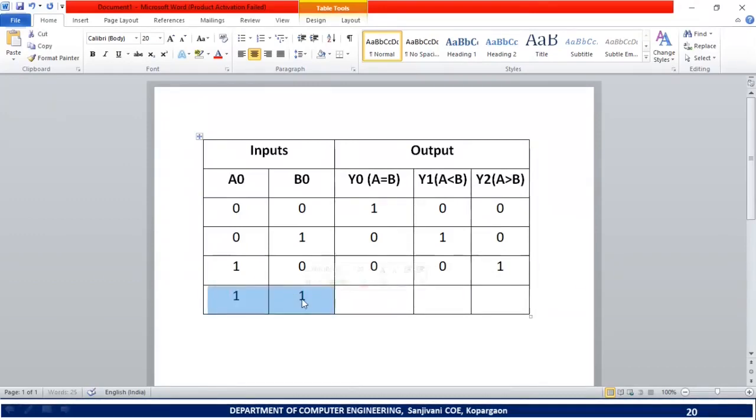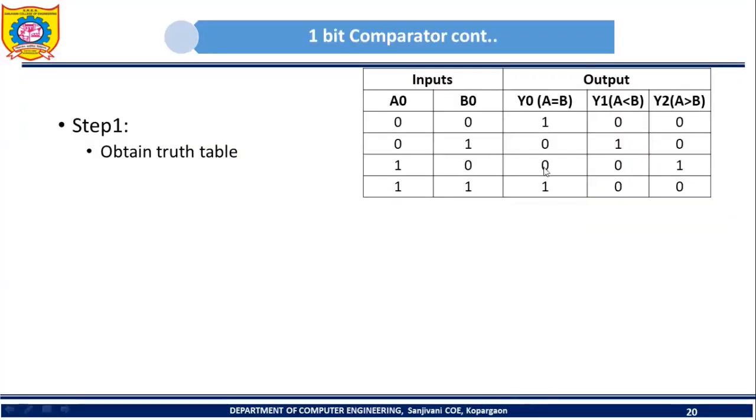Then consider the last combination, 1 1. Both are equal, so Y0 should be 1 and the remaining two outputs should be 0 0. So in this way we can design the truth table for a 1 bit comparator. The same truth table you will find here. Then what is the next step? After obtaining the truth table, what is the next step?